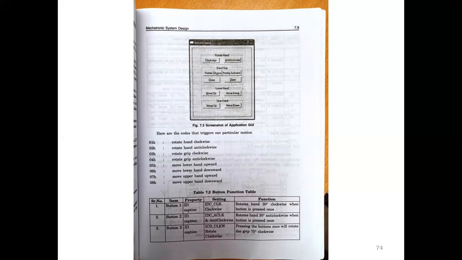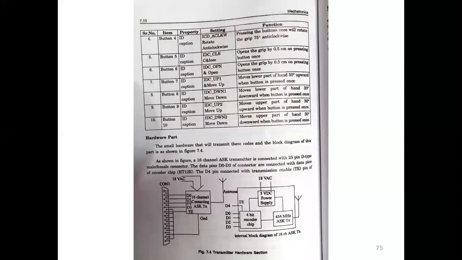So they have a lookup table and they are producing different commands from the input side. Same as buttons 1, 2, 3, they are defined for different processes. Okay, so next, the hardware part.